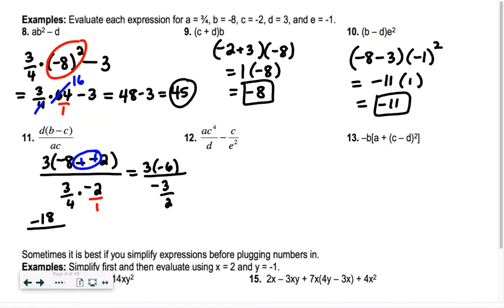So we have -18 divided by -3/2, which is kind of tricky. So this is a fraction within a fraction. We call these complex fractions, right? Don't they look a little complex? They look a little hard, right?